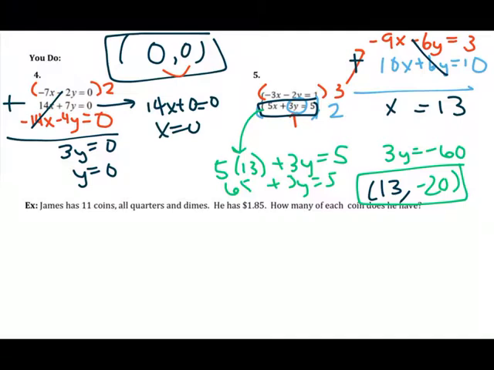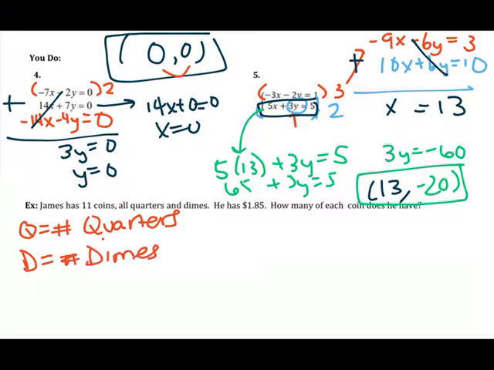So the very first thing I'm going to do is define my variables. I'm going to let Q equal the number of quarters. And I'm going to let D equal the number of dimes. Now I'm going to read through each sentence. James has 11 coins. So that means that the number of quarters plus the number of dimes equals 11. I'm going to call this my totals equation. This is how many of each he has. However many quarters plus however many dimes. So the nice thing here is he could have 1 quarter and 10 dimes. He could have 0 quarters and 11 dimes. He could have 5 and 6 or 8 and 3, right? You can kind of see the options for the possible solutions here.